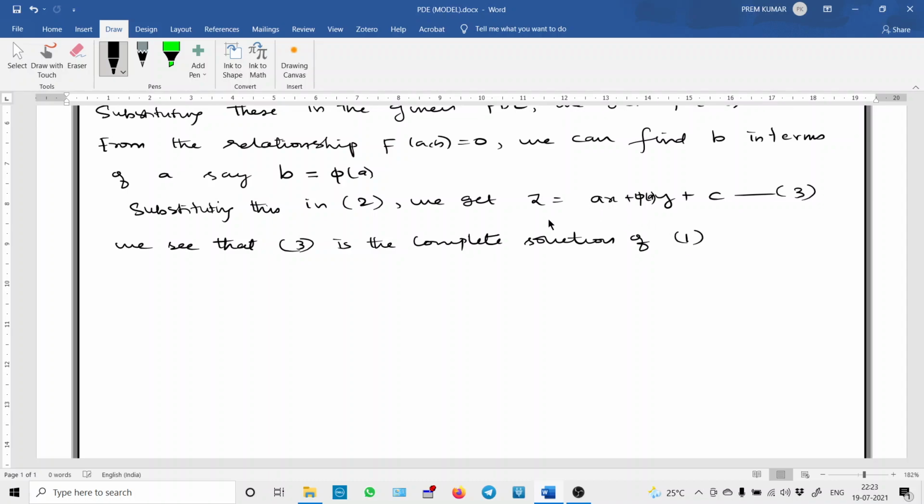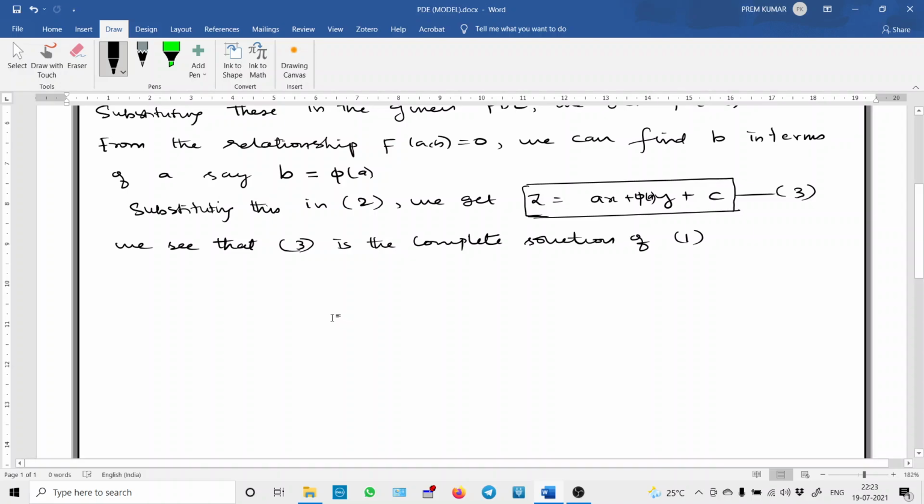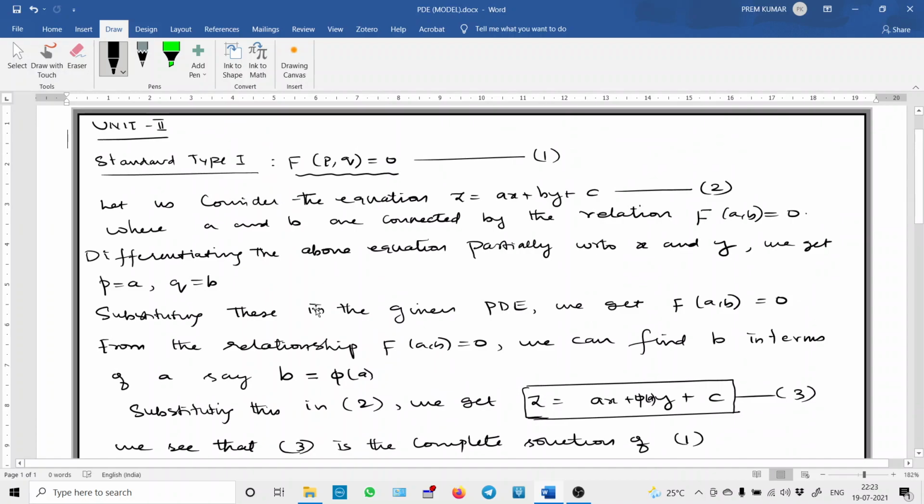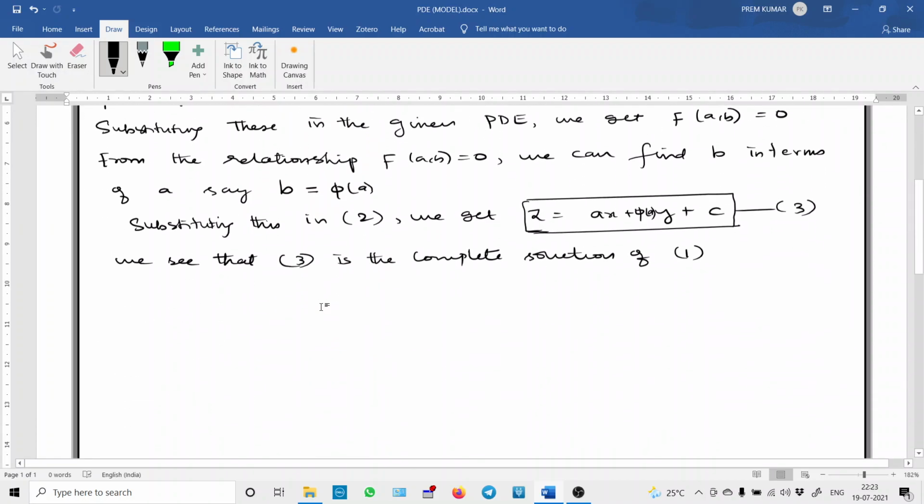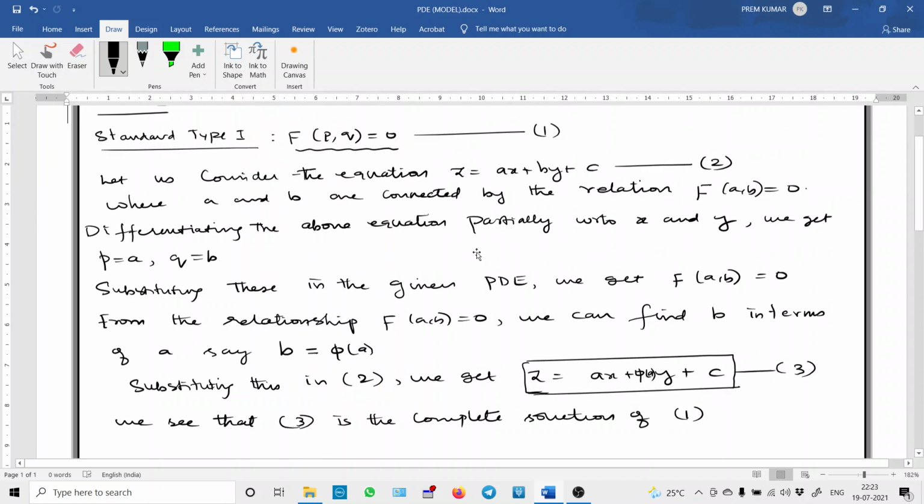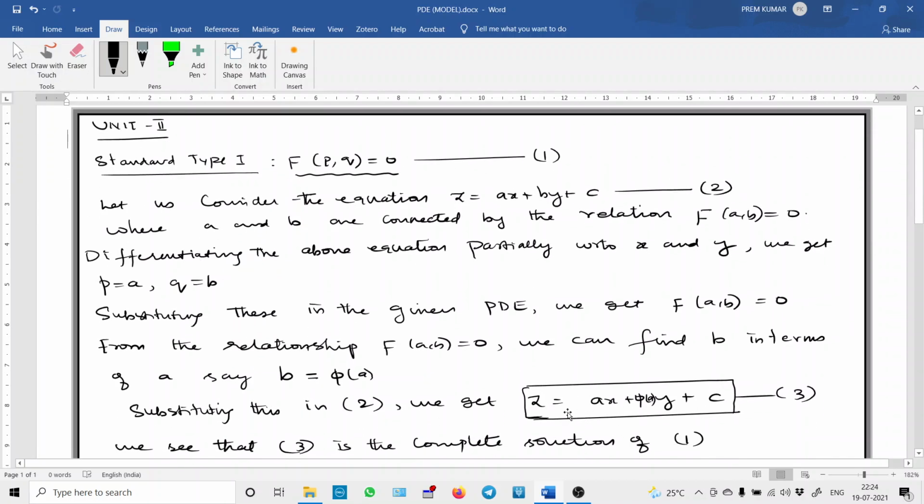Why is this called a complete solution? Because the number of arbitrary constants is equal to the number of independent variables. Here x and y are independent variables. The arbitrary constants involved are a, with b a function of a, and c. There are two different constants. And this is a solution of the given PDE, because this equation 3 satisfies the given PDE 1.